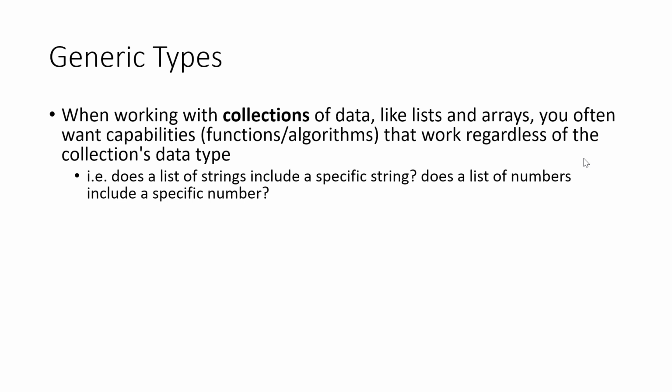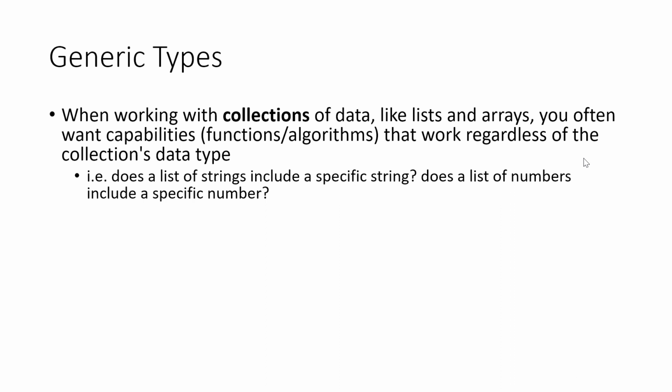The motivation for this concept is that when we work with collections of data, like a list, there are often things that we want to do with that list, regardless of the collection's data type. For example, if we write a function like we did earlier, where we wanted to test whether a list of strings included a specific string, we wouldn't want to have to rewrite that exact same function to test whether a list of numbers included some specific number. It would be great if we could write one function that could work with any type of list.